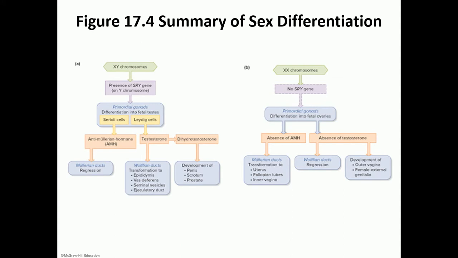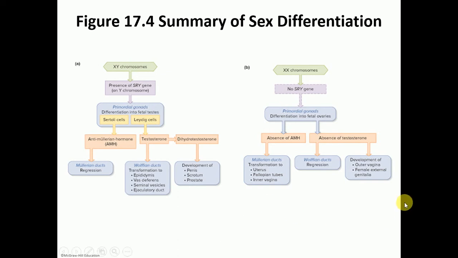So going back to this, in the presence of an XX chromosome, which basically means there is no SRY gene, that fetus is going to develop the primordial gonads into the ovaries. And since we do not have testosterone and there is no AMH, the Wolffian duct is going to regress, while the Müllerian duct is going to transform into the different parts of the female system.